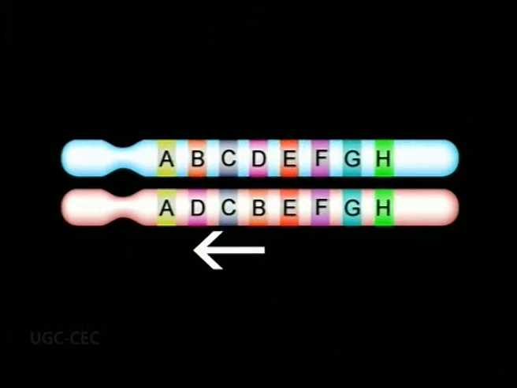Now, inversions. An inversion is a phenomenon in which a segment of a chromosome is oriented in the reverse direction. When the inverted segment includes the centromere, the inversion is called a pericentric inversion.